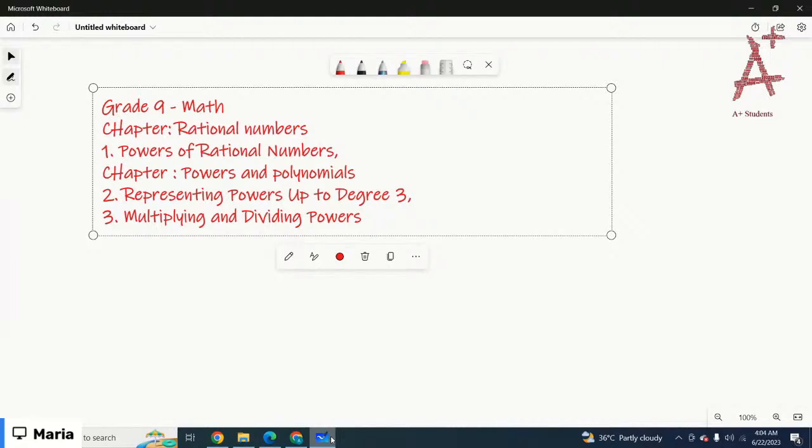We are here for grade 9 math. So we're working on the chapter rational numbers and the lesson we're going to start with is powers of rational numbers.